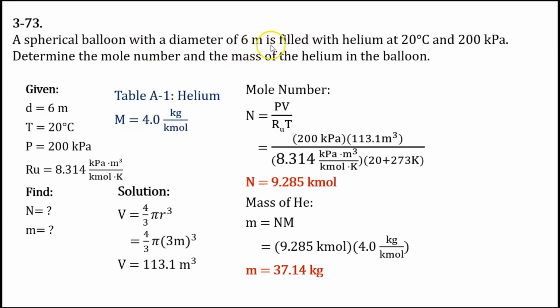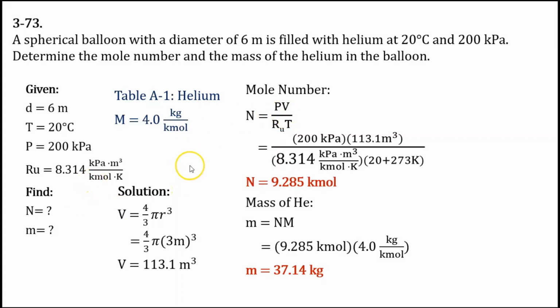So we have here 6 meters as the diameter of our balloon, 20 degrees Celsius as the temperature, and 200 kilopascals as the pressure. We can solve the mole number using the equation N is equal to PV over RuT. Since we cannot solve this because the volume of the balloon is unknown, we will solve first its volume.